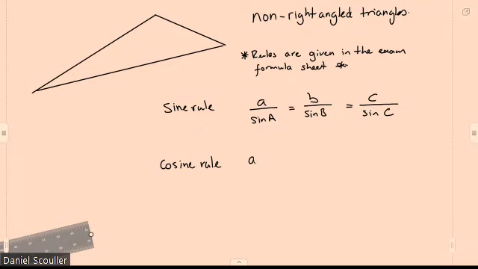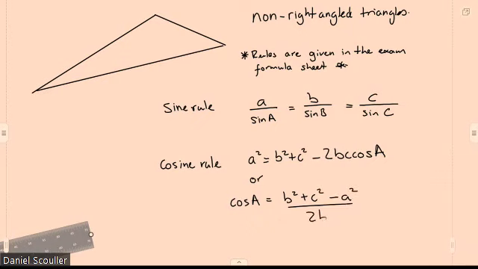They give you it in the format a squared equals b squared plus c squared minus 2bc cos A, which looks horrible, but remember you get given it. Or they also write it as cos A is equal to b squared plus c squared minus a squared over 2bc. So you get given them in your exam, we just need to know how to apply them.